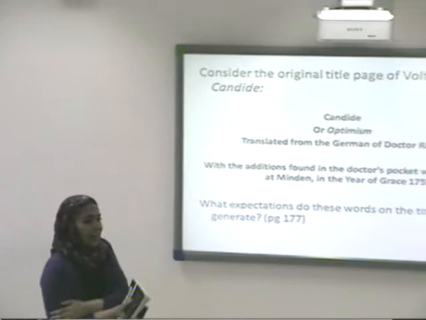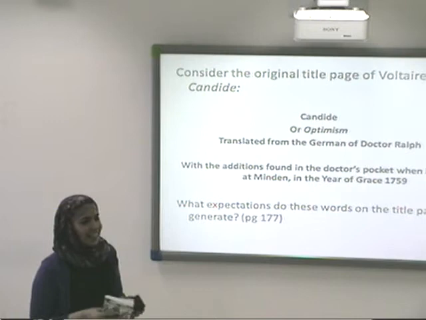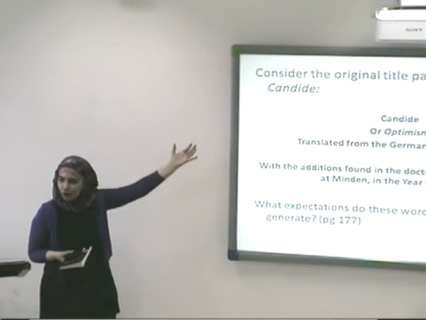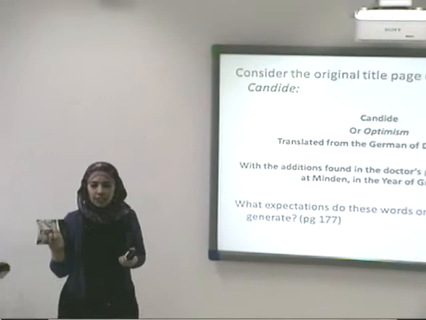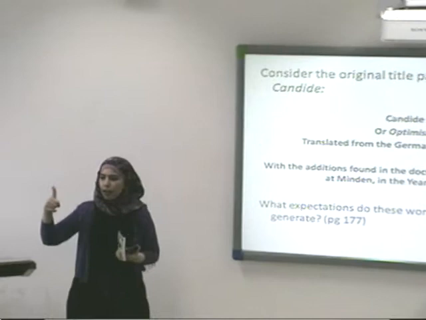Is he an actual person in Germany, at least? Or is he a fake person? What we know is that this is a book written by Voltaire, so there's the absence of the name of the author here. And we know that Voltaire wrote this in French, but then he mentions that it was translated from German. So what was the purpose? Why did Voltaire do this? Why did he first leave his name out?